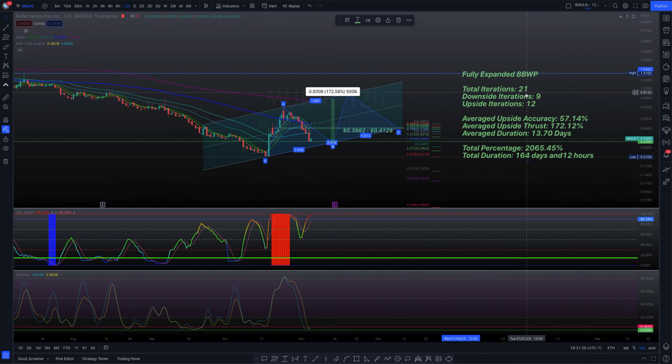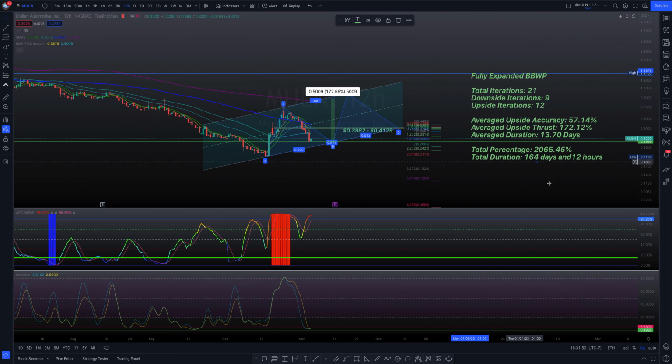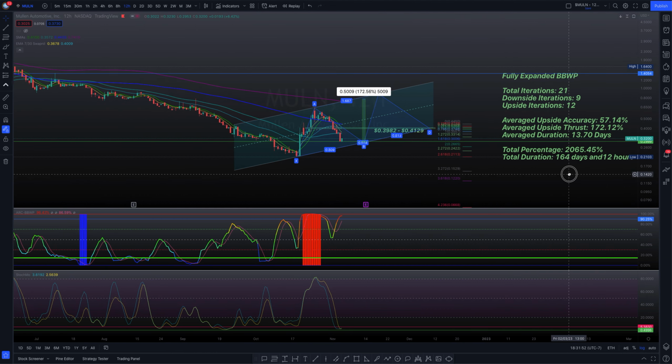Total iterations is 21. Out of the 21, the correct iterations towards the upside are 12. That gives us an average upside accuracy of 57.14% with an average upside thrust of about 172.12% over the span of just over 13 and a half days. And these metrics down here are actually proof of work.